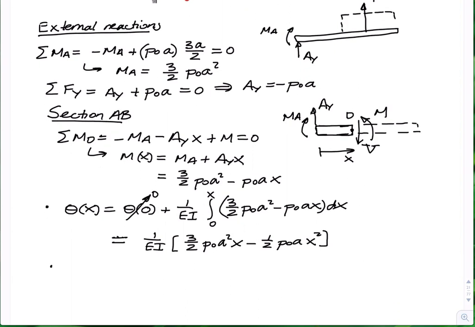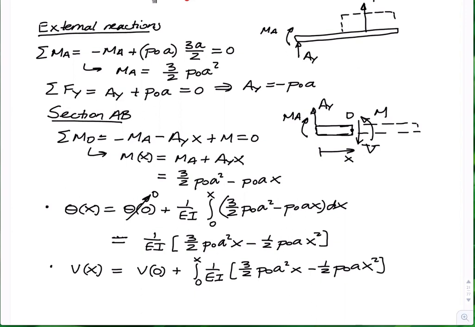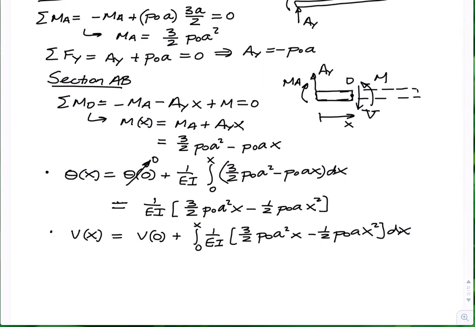And then, of course, the deflection is going to be what it is on the left side, plus the integral of theta over that range, so that's 1 over EI, integral of 3/2 P naught A squared x minus 1/2 P naught A x squared dx. The wall prevents a displacement, so that's a 0. I have 1 over EI, 3/2 P naught A squared. So the integral there of x is going to give us an x squared over 2, minus 1/3, so that in the outside is a 1/6 P naught A x cubed.